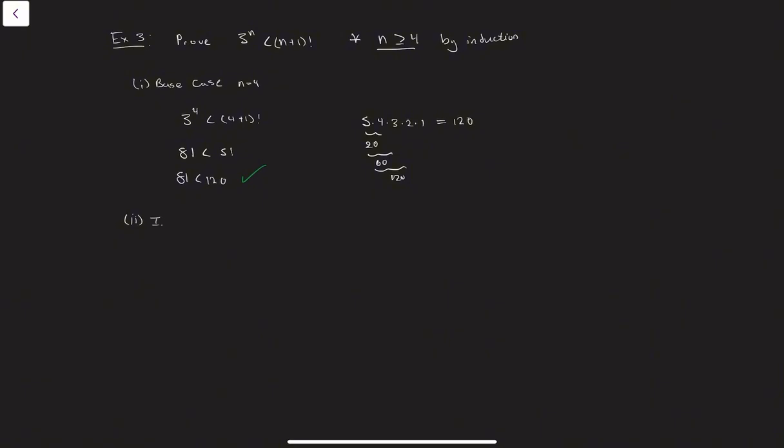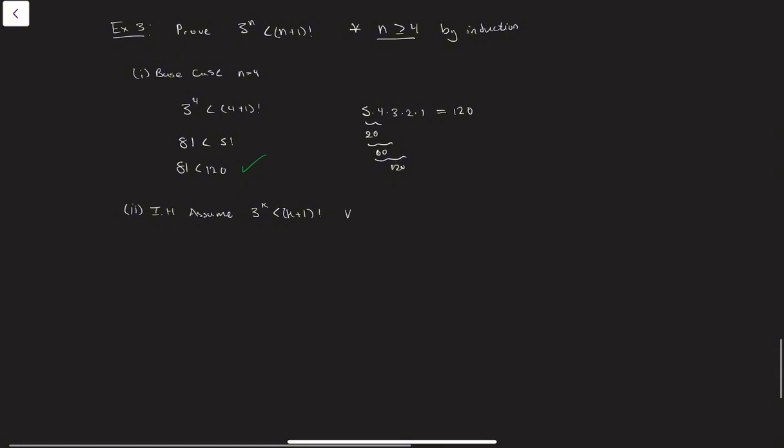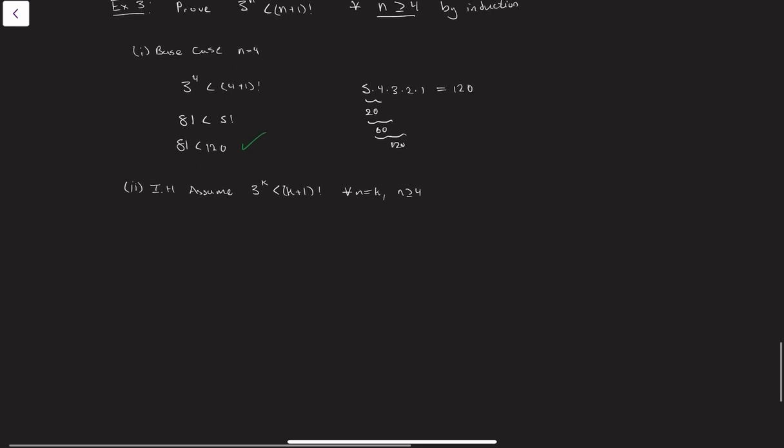So now we need our induction hypothesis. So assume that 3^k is going to be less than (k plus 1) factorial. And this is for all n equal to k and n greater than or equal to 4. Great. And now our last step is the induction step. So we need to use the induction hypothesis to somehow prove that 3^(k+1) is going to be less than (k plus 2) factorial. So we want to prove that.